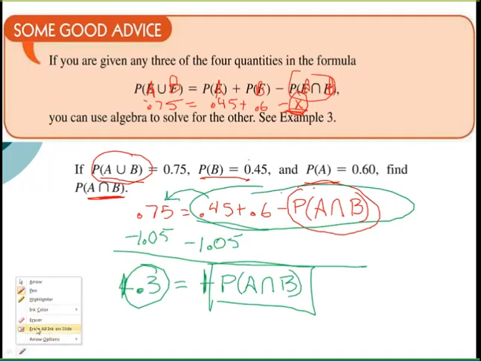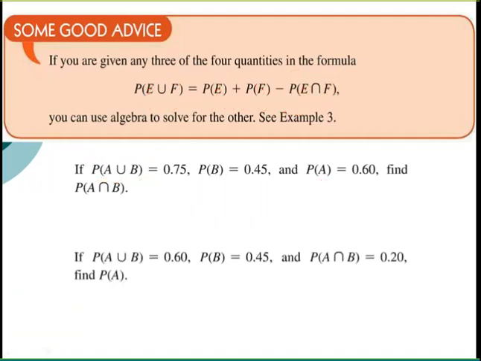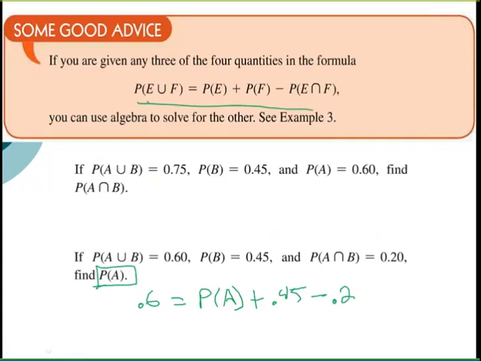So we have one more like this. Let's take a look. And this time, we're trying to find the probability of A. So we've got the union, so 0.6 equals, we're missing probability of A, and then plus probability of B is 0.45. The intersection is 0.2. So if I set it up using the formula above, now I can just solve for probability of A. So I take 0.45 and subtract 0.2, so I get 0.25.